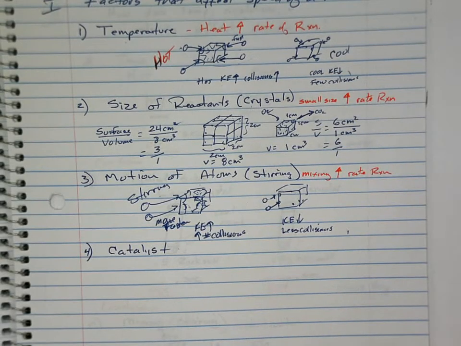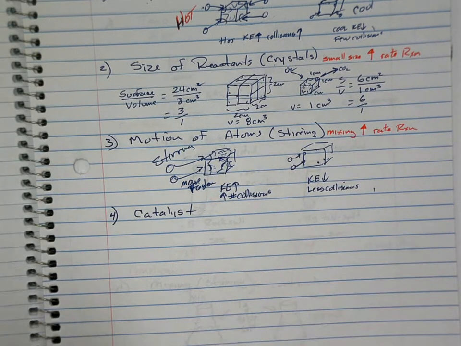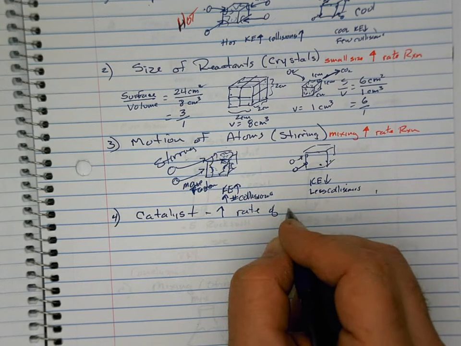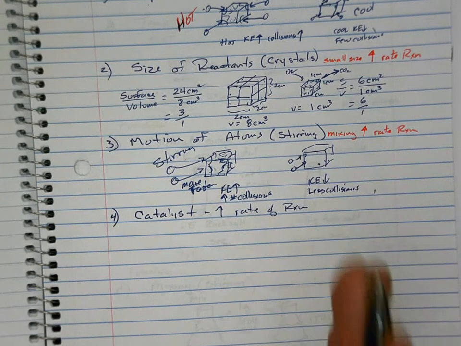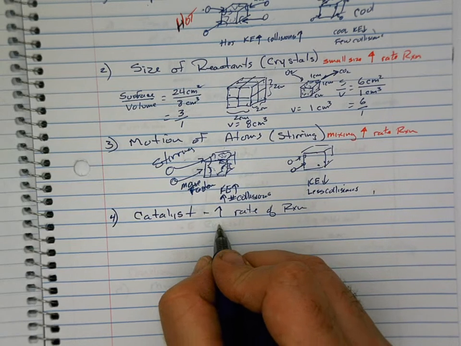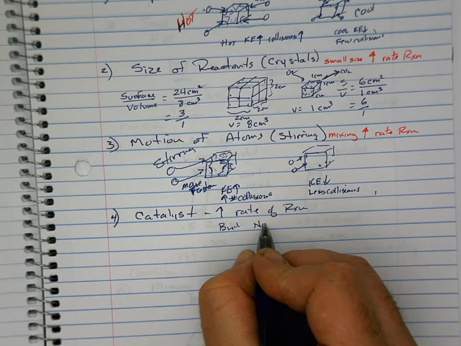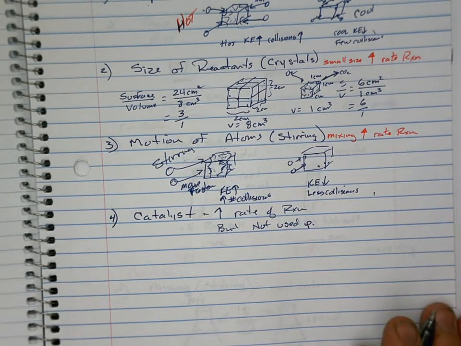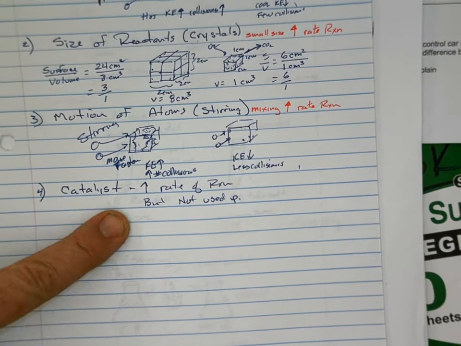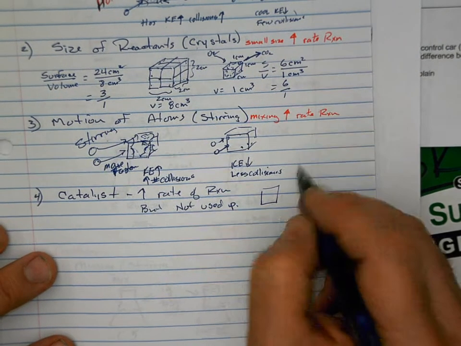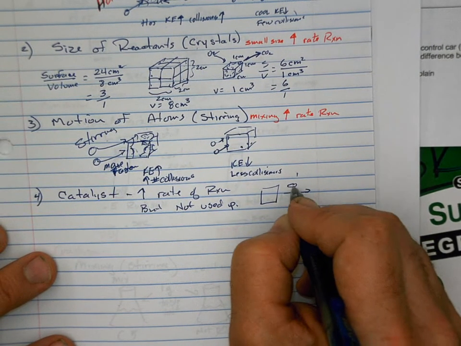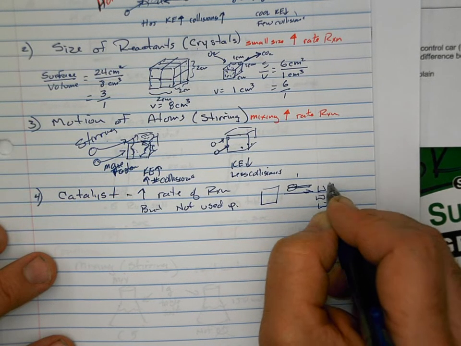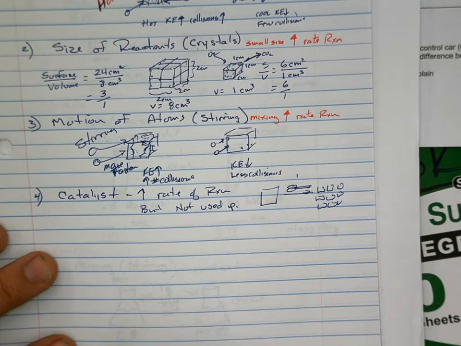Catalyst. A catalyst increases the rate of reaction. But a catalyst is not part of the reaction. It's not actually used up in the reaction. My best example of a catalyst is a piece of paper. You use some scissors, and you can cut that paper into a whole bunch of little tiny things really quick, and when you're done, the scissors are untouched. And that's what catalysts do.